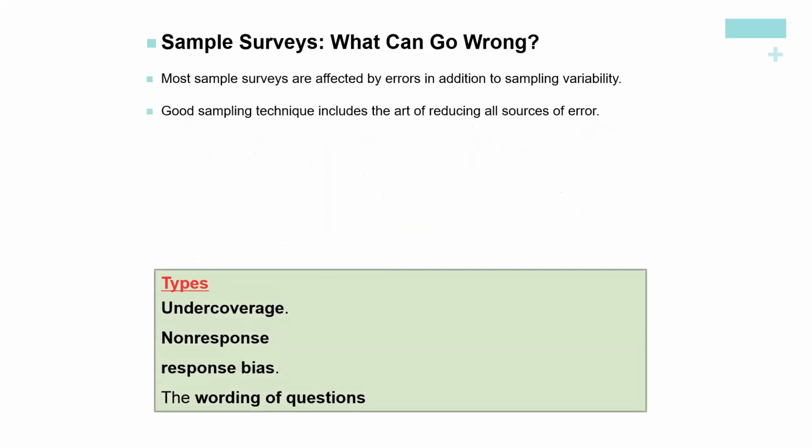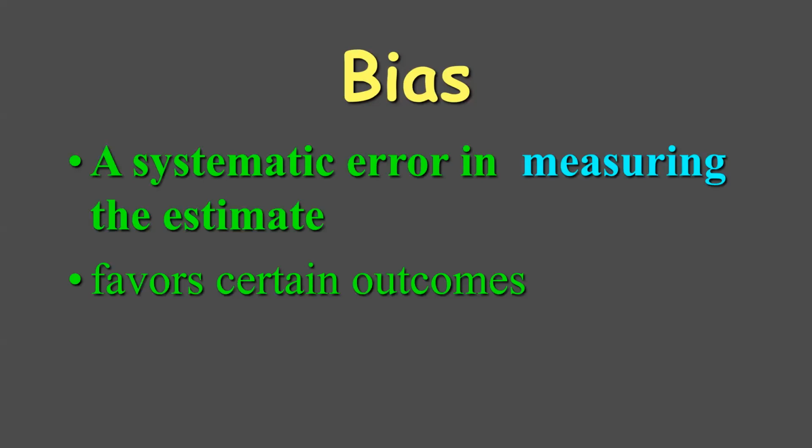So what can go wrong? We have four different types of error that could go wrong when we are collecting our data through samples. First is bias. Bias is a systematic error in measuring the estimate, okay? That means it favors certain outcomes. This is what we want to try to eliminate as much as possible. We can try to control and ensure that we have as little bias as possible when we collect our data.